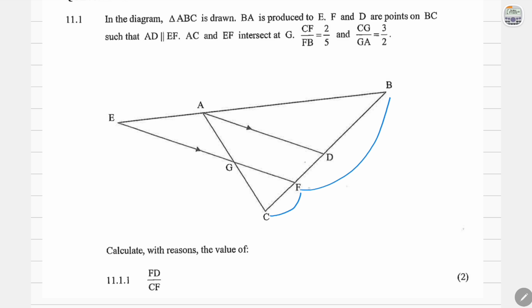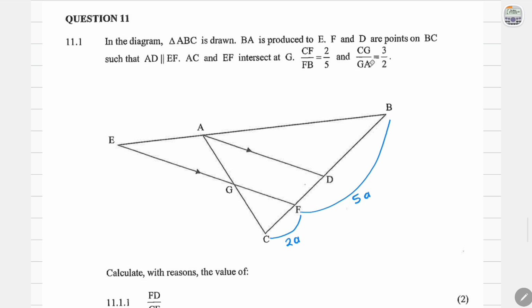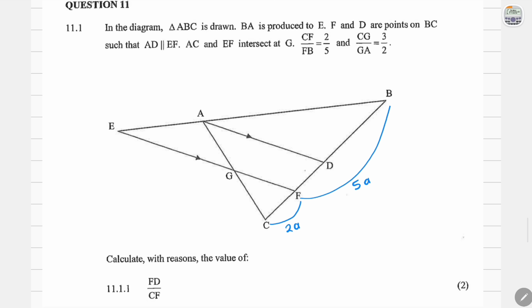So what we can do to ensure that we don't call this a length is instead of saying just 2 there, we're going to say 2a, and then call that 5a. And if they give us any other ratio, we will also make sure we give it a variable, just to remember that they've given us a ratio, not the actual length of those sides. They also tell us that CG over GA equals 3 over 2. So CG, we'll call that 3B, and then GA, I'll call that 2B.